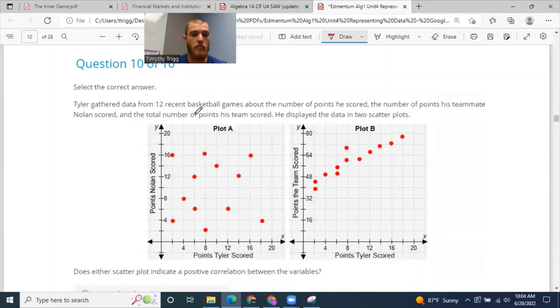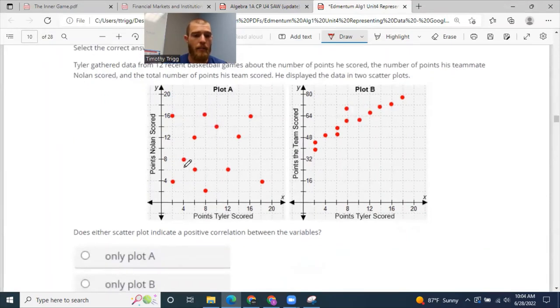Tyler gathered data from 12 recent basketball games about the number of points he scored, the number of points his teammate Nolan scored, and the total number of points his team scored. He displayed the data in two scatter plots. For plot A, it's the points that Tyler scored versus the points that Nolan scored. You can see these data points are all kind of random. So in this case, there doesn't seem to be a correlation between the two players scoring.